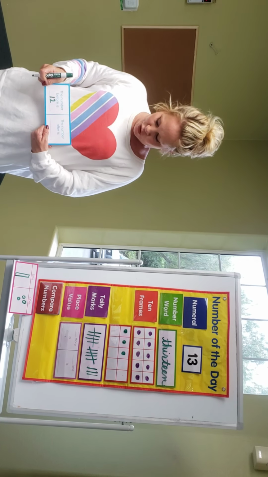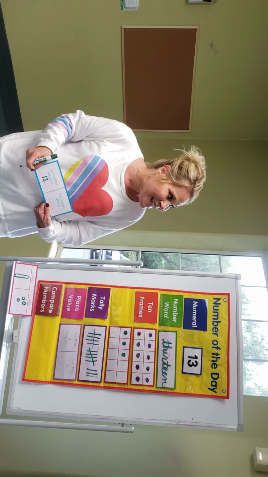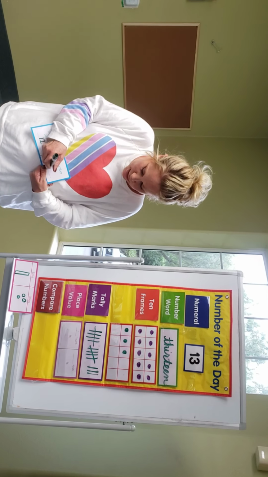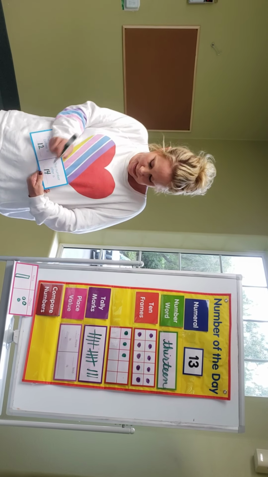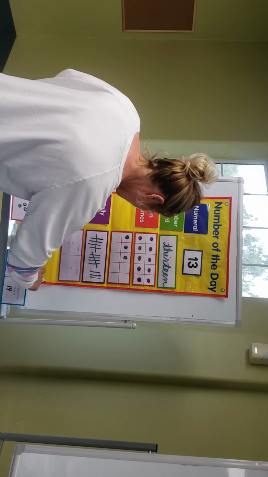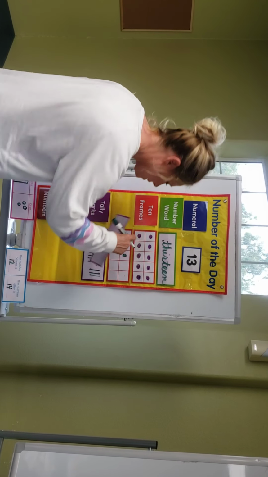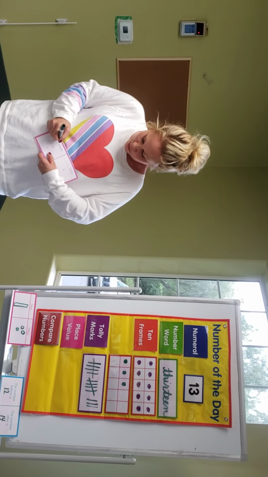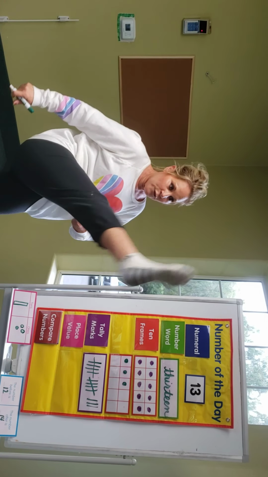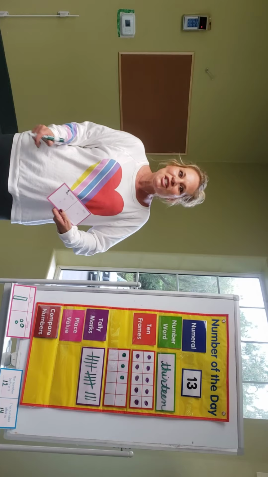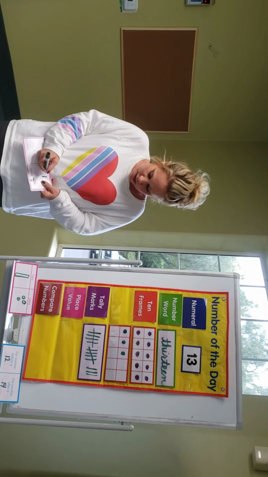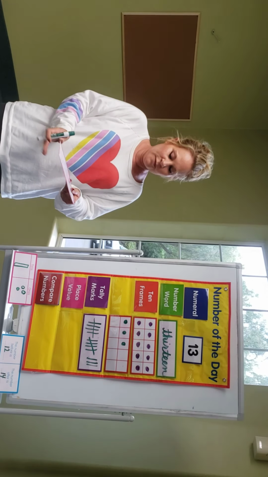The number after is what comes right after 13, Miss Sandy? 14. Thank you. We say the ones first, don't we? 14. There's our teenager. Okay. And then what is 2 more than 13? Let's see. Let's count. 13, 14, 15. 2 more is 15. So it is 15.